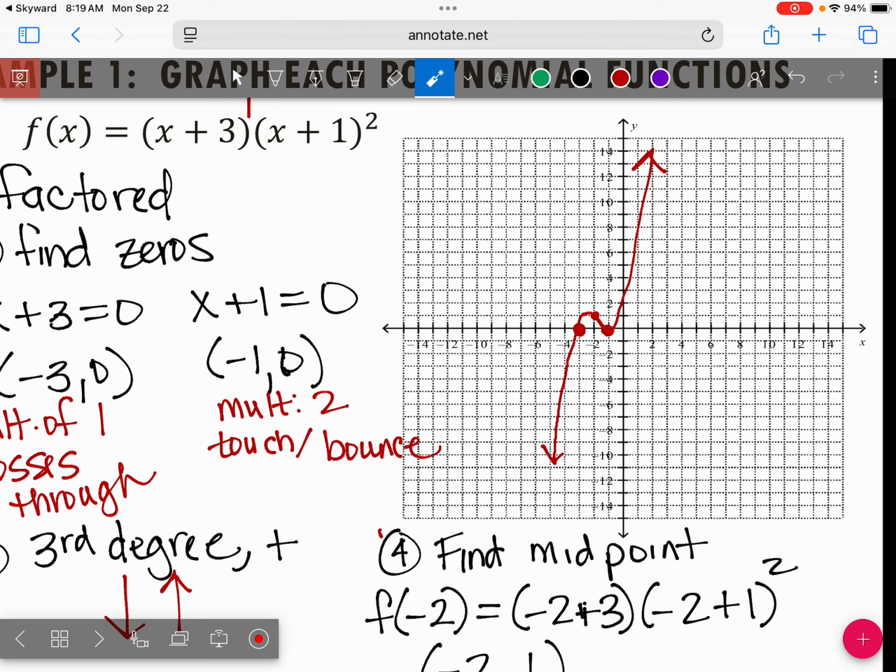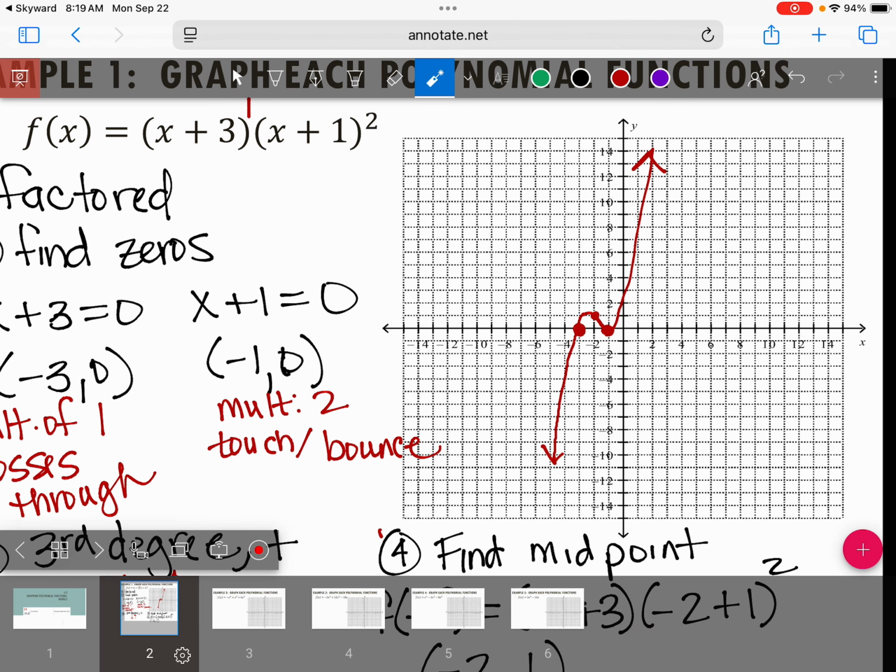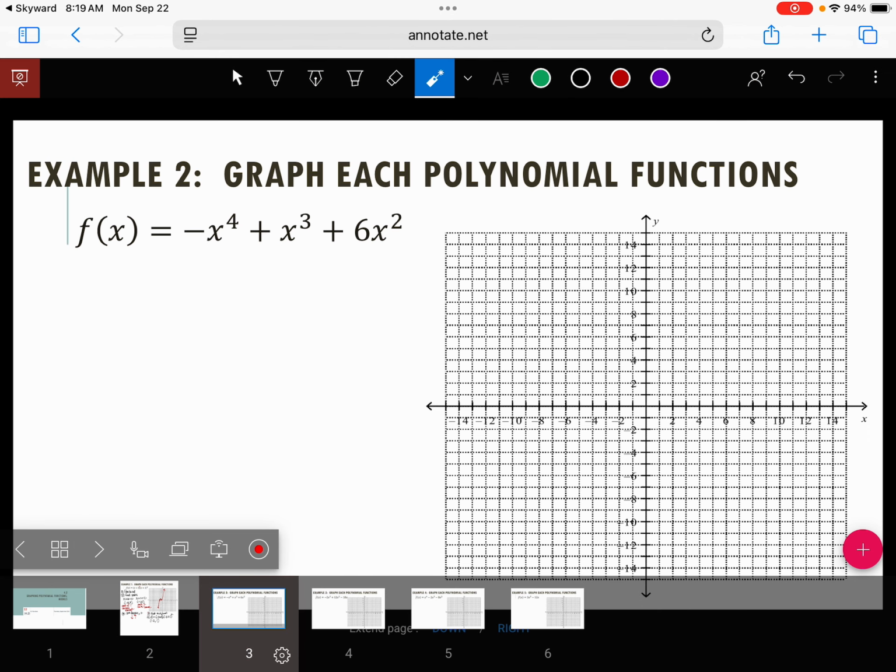So the first example is factored, but of course the rest won't be. Are we ready for the next one? All right, go ahead and copy this down.